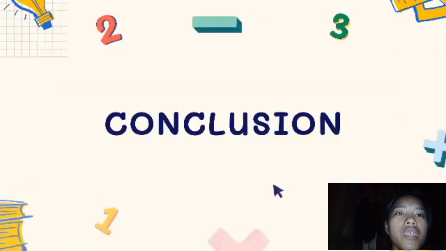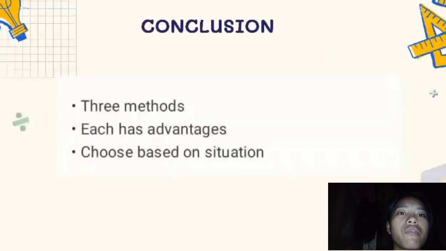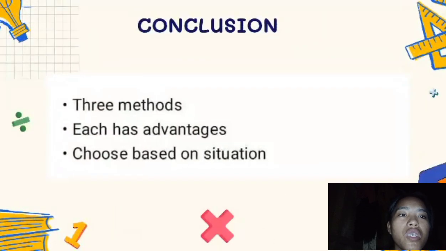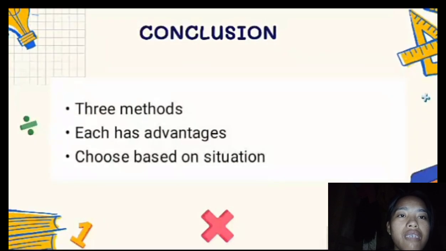So for the conclusion, we learned three methods for solving systems of linear equations: Cramer's rule, the inverse matrix method, and Gauss-Jordan elimination. Each method has its own strengths. Choosing the correct method depends on the type of system you are solving.